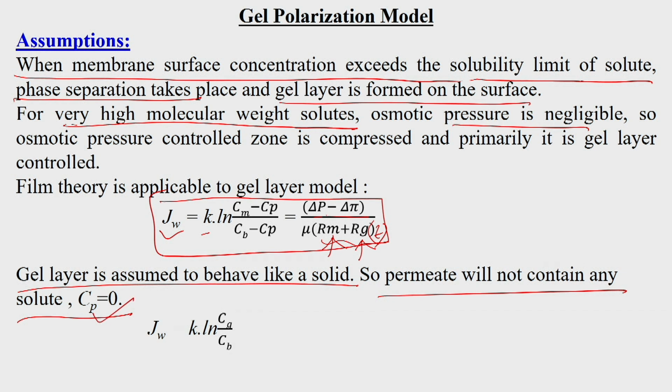So, it gives the resistance for the transport of the solvent through this, and when this gel layer is formed over the membrane surface, it is like a dynamically formed membrane, and it gives additional resistance. So, the permeate will not contain any solute. We can assume that this gives a new layer, and the solutes will be trapped on it. That is why no solute will permeate through this membrane, and Cp is assumed to be 0.